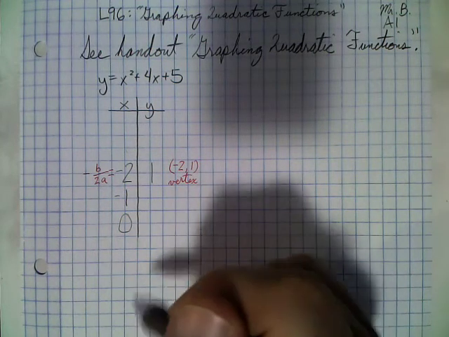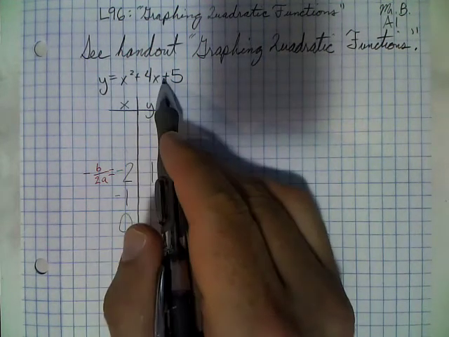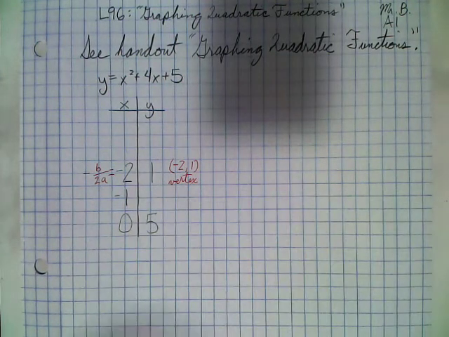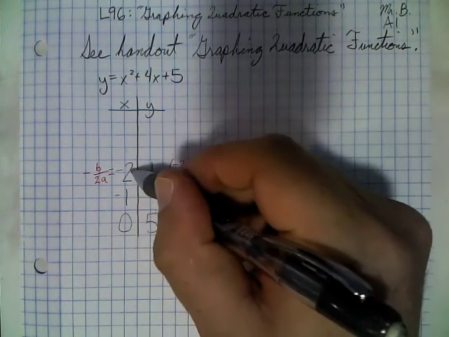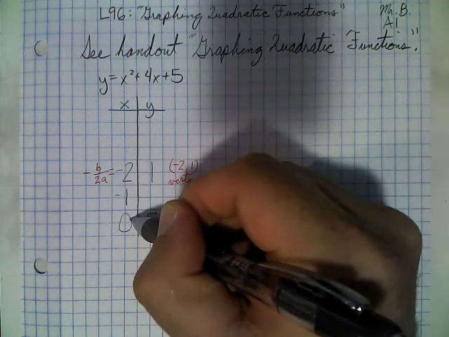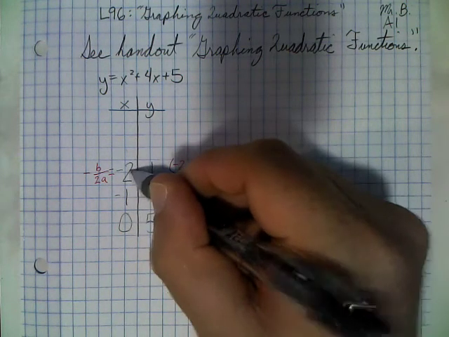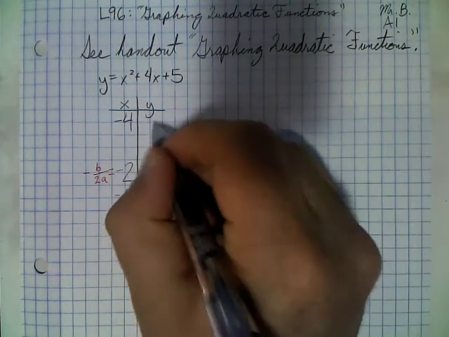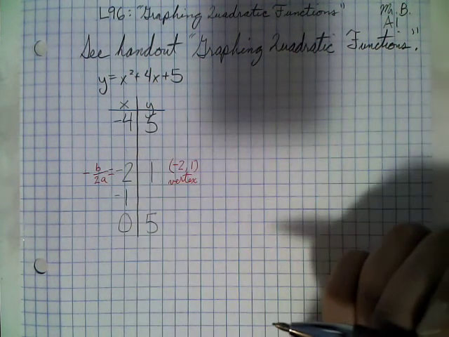So 0 is easy because remember, this is going to disappear, that's going to disappear. So my y-intercept is (0, 5). And that means that since this is 2 to the right, if you think about your number line, going from negative 2 to 0 is going 2 to the right. So if I go 2 to the left, this should have the same y value.